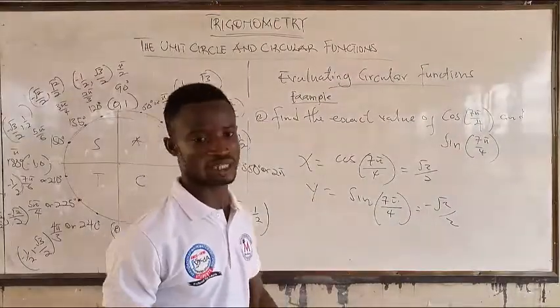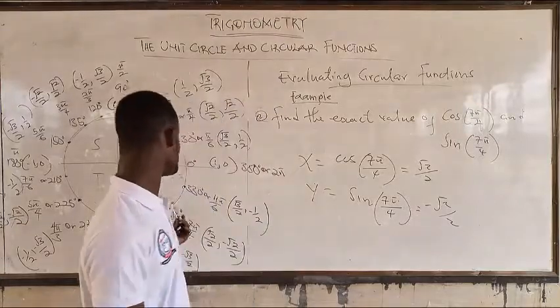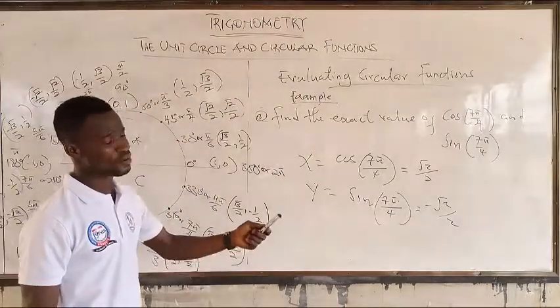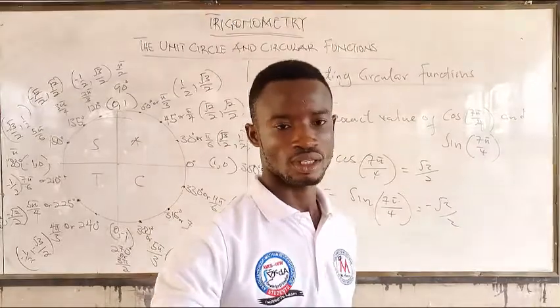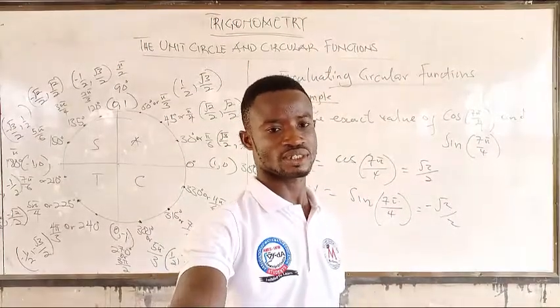That is what we have for that. And in the fourth quadrant, you know that only cos is positive. That means that y is negative. Let me see if we can get our next question.